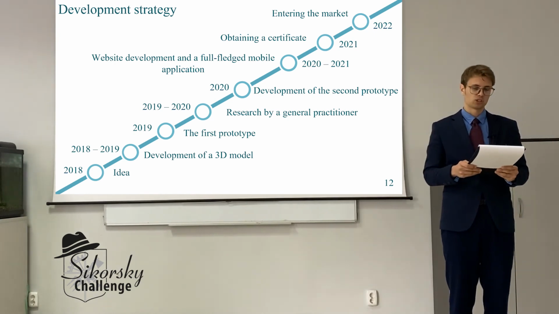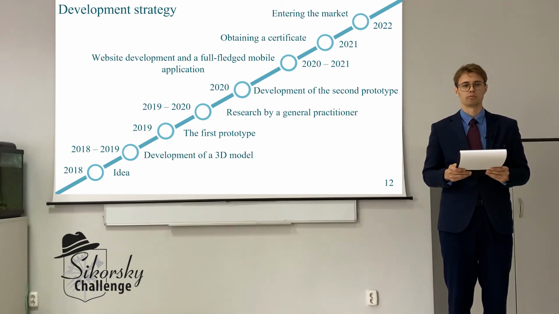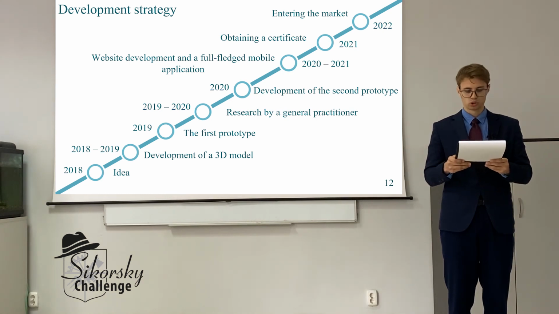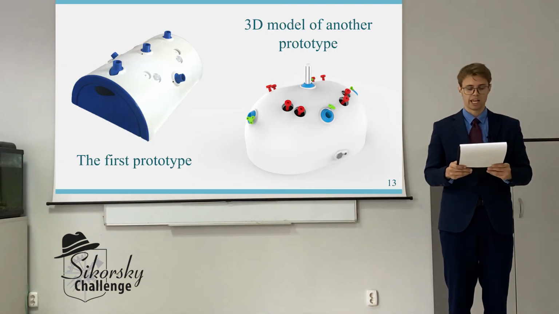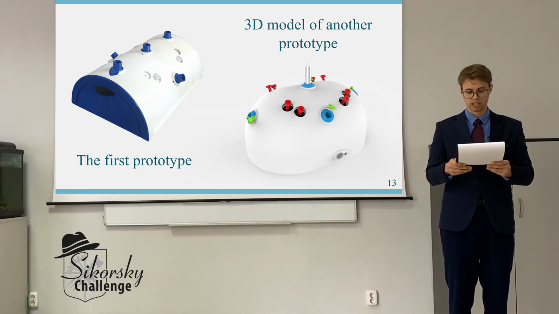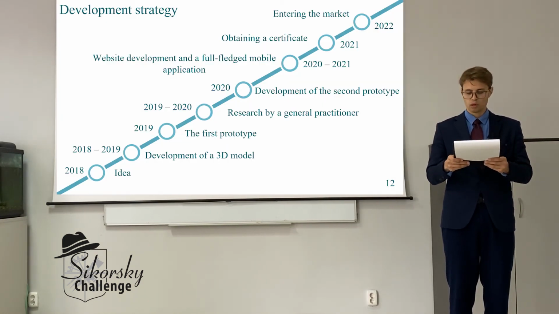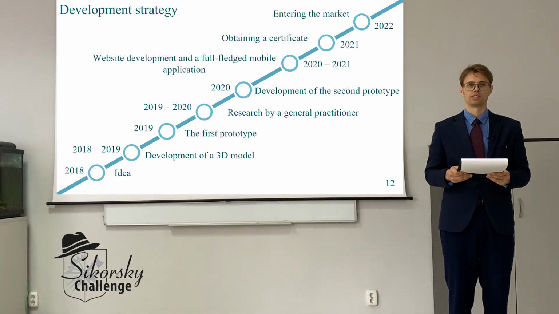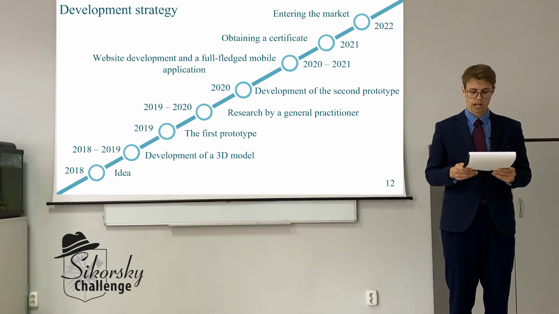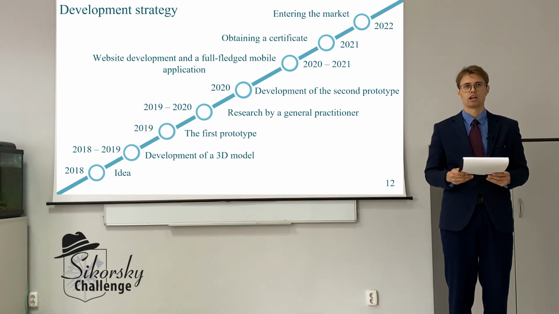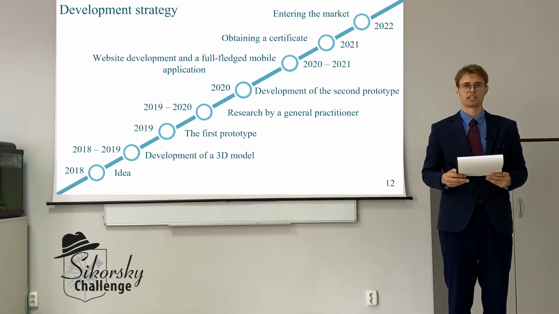Here is our development strategy. In 2018, the idea of creating a CyberStitch project appeared. Over the next year, we developed a 3D model and made the first prototype. Next, we passed it to the practitioner, and based on the received feedback, a second prototype was developed. We plan to launch a website and a full-fledged mobile application during 2020 and 2021, and then receive a certificate to enter the market in 2022.